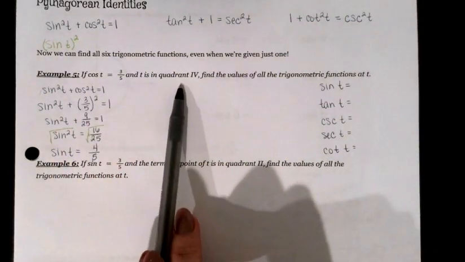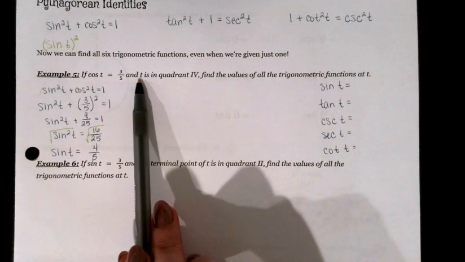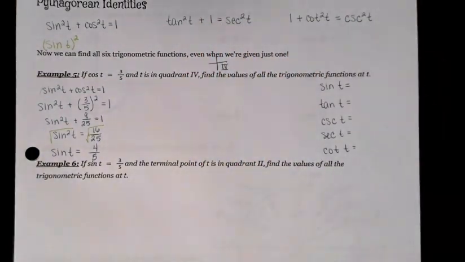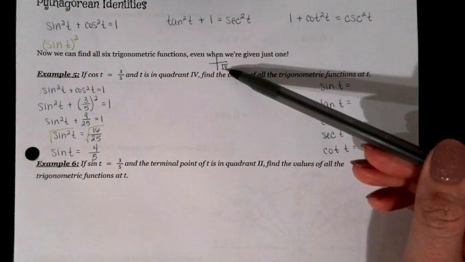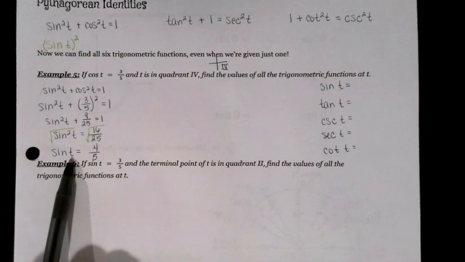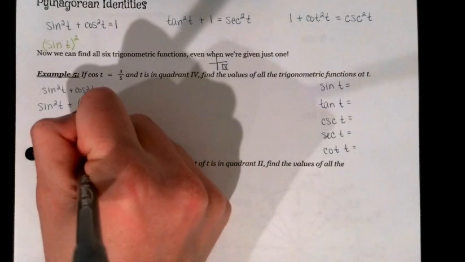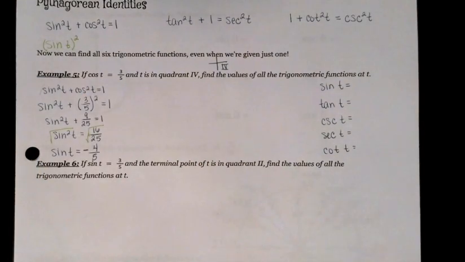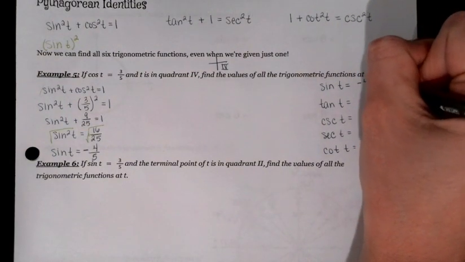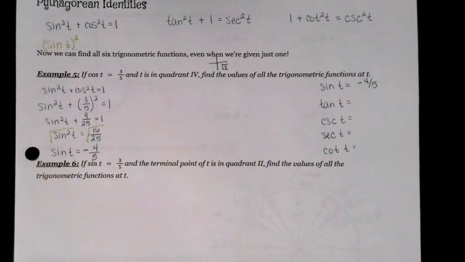So I'm going to go back up here. If my angle is in quadrant 4, so quadrant 4 is this one here, I know any point in that quadrant has an x value that's positive and then a y value that's negative. So I know that sine of any angle is always the y value of my terminal point, and so this has to be negative since I'm in quadrant 4. So over here, I'm going to put negative 4/5 for sine of t, and then I have 4 left to find.